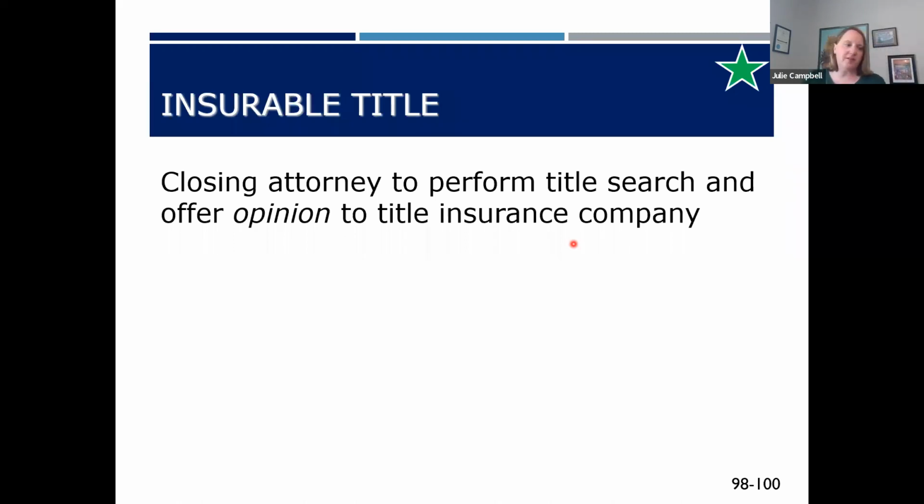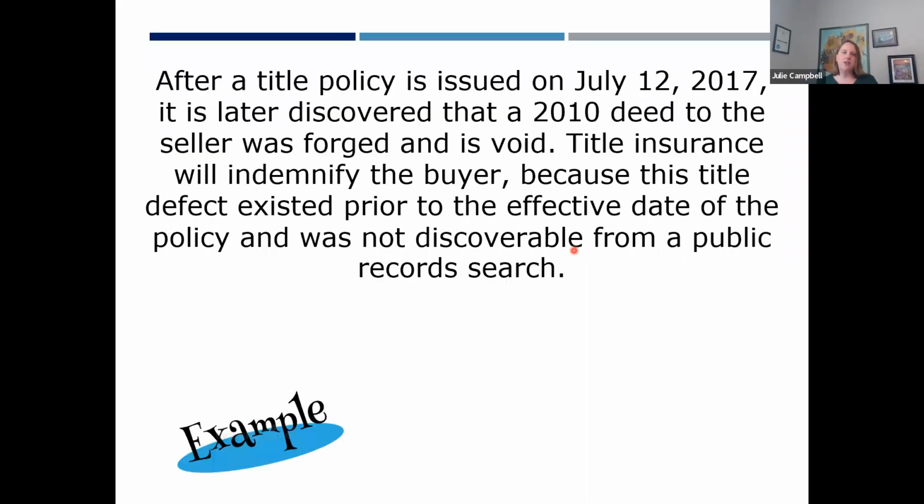So let's look at a couple examples together. After a title policy is issued on July 12, 2017, it is later discovered that a 2010 deed to the seller was forged, thus making it void. Title insurance will indemnify the buyer because this title defect existed prior to the effective date and it could not have been discovered from the public record search. This is why the owner has title insurance. I don't know why it came back up, but it did.